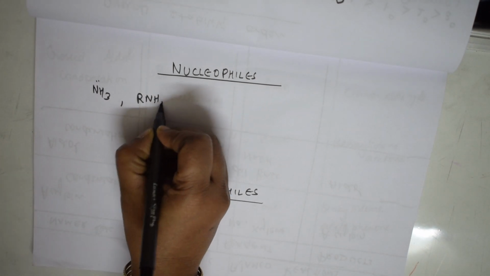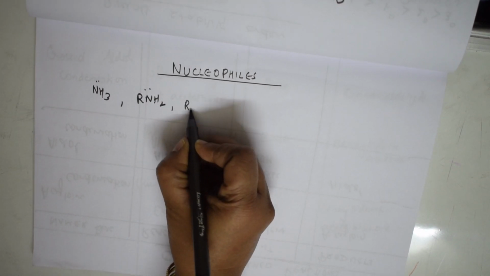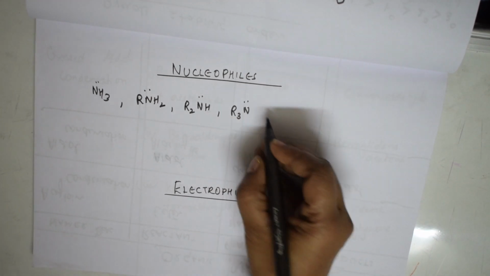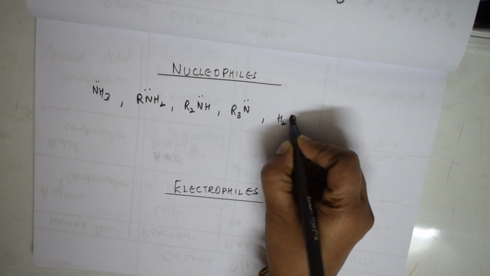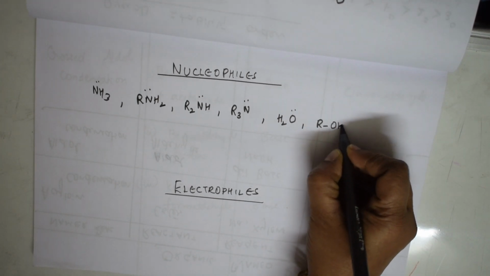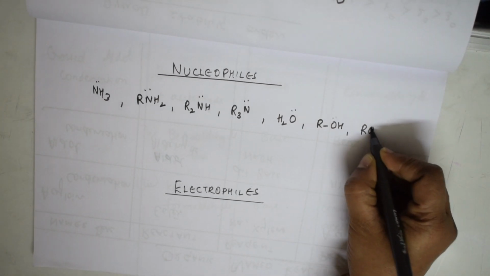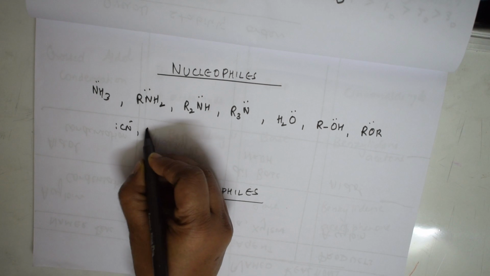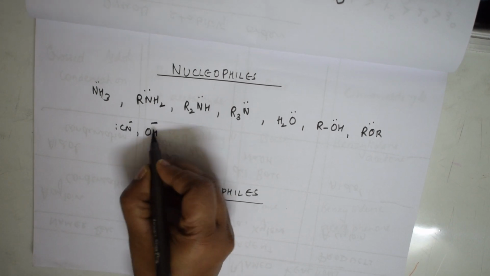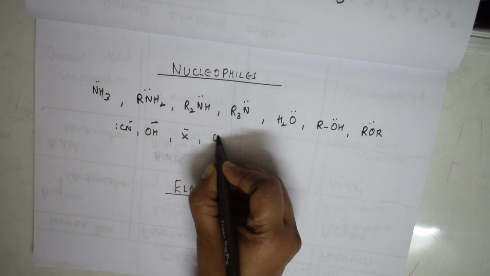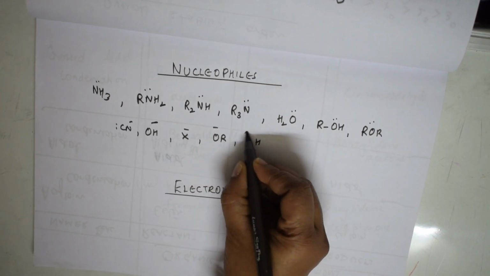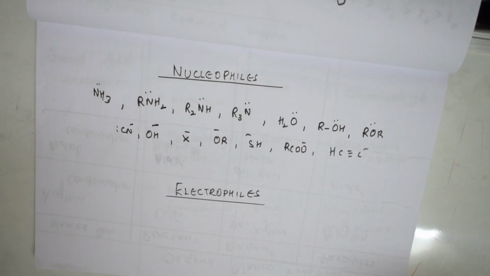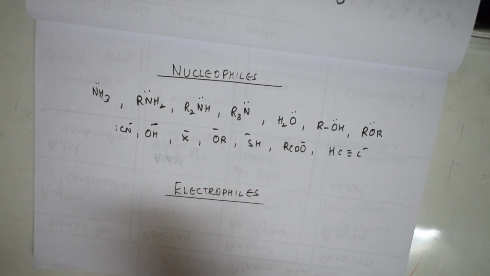Ammonia, NH3, then R2NH, then R3N. These all have lone pairs of electrons. Water, then alcohol. This is the list of nucleophiles you will be using on a regular basis. Next comes cyanide, very strong, then OH minus. These are all negative nucleophiles: X minus, OR minus, SH minus, RCOO minus, and alkyne minus, which act as Lewis bases.